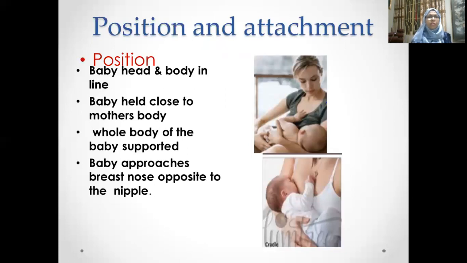Again, recapitulation of the 4 points of position. Baby's head, body and leg in a straight line. Baby will be held close to the mother's body. Whole body will be well supported, and the baby approaches the breast with nose opposite to the nipple. These are the 4 points for position of a baby during breastfeeding.